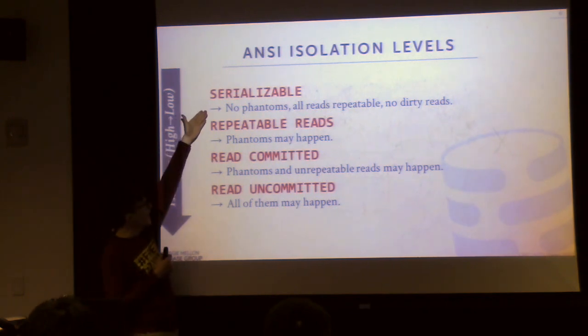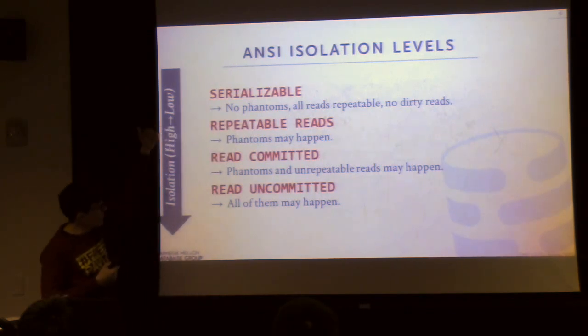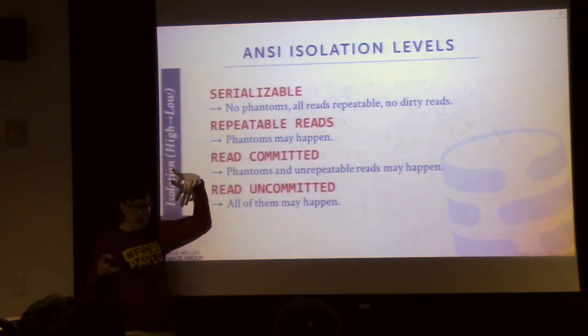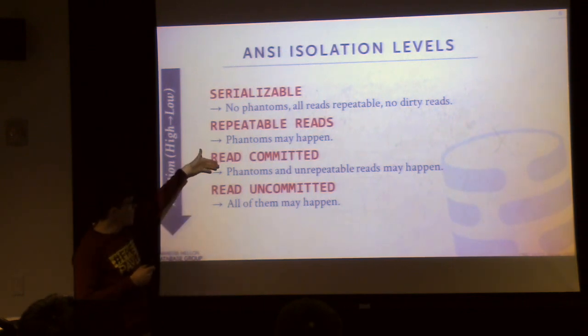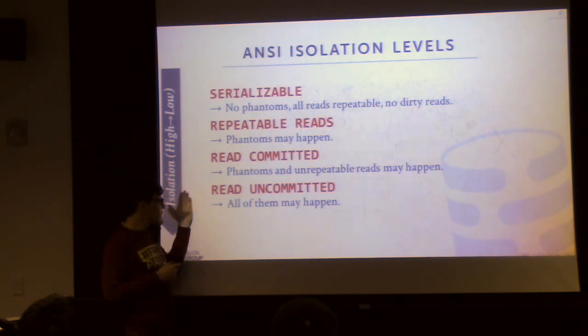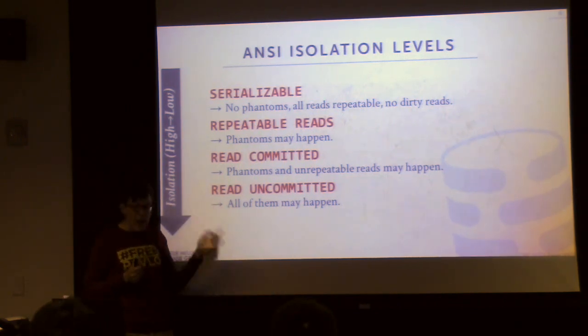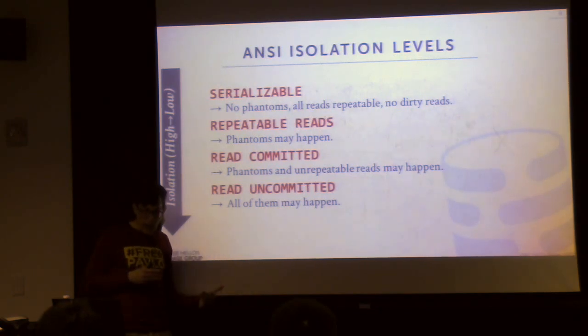So serializable is at the top. This means that you have no phantoms, all your reads are repeatable, and you can never have the dirty read anomalies. Under repeatable reads, phantoms may happen. This usually means because you're not checking the ranges. Read committed allows for phantoms and unrepeatable reads. And then read uncommitted says that all of these things could possibly happen. And again, we're saying that they may happen. Doesn't necessarily mean they will happen.